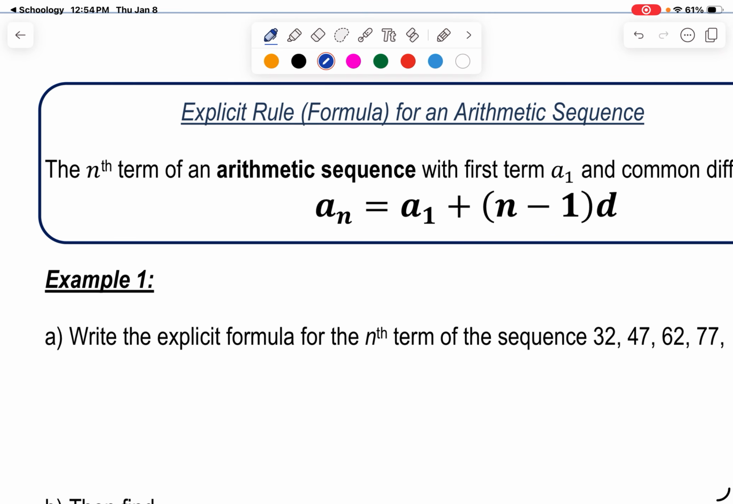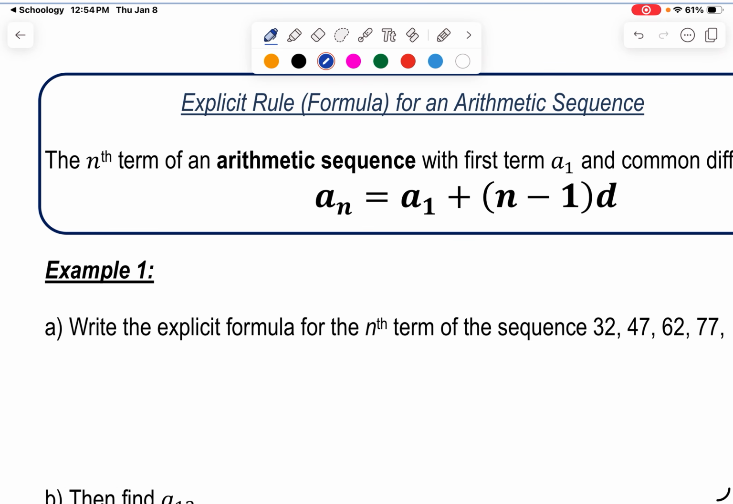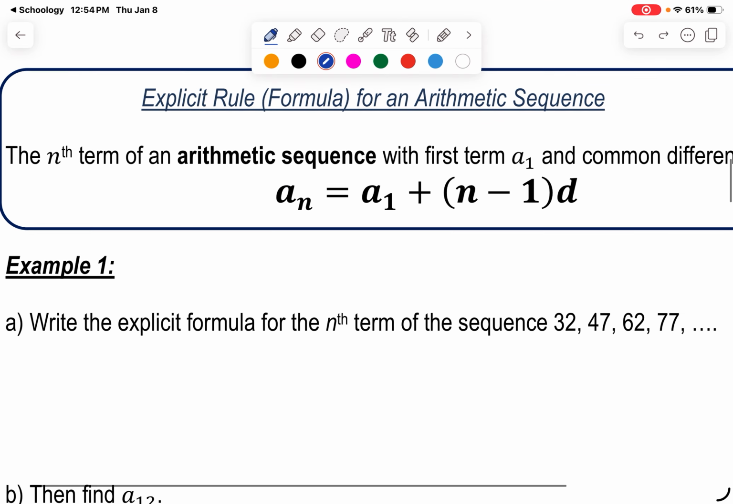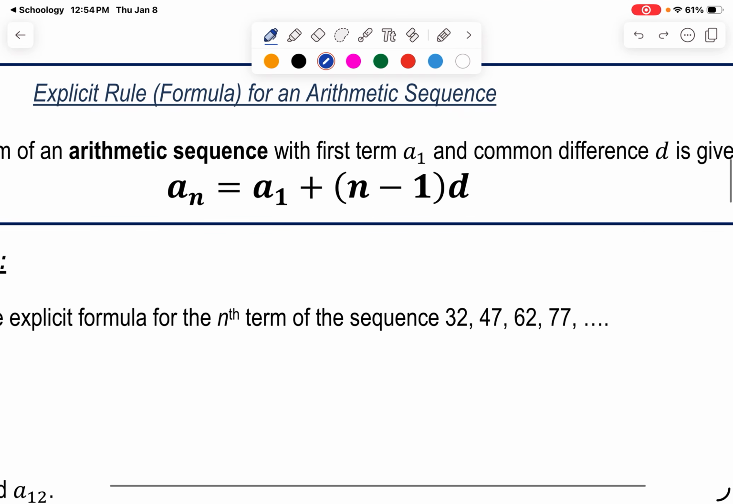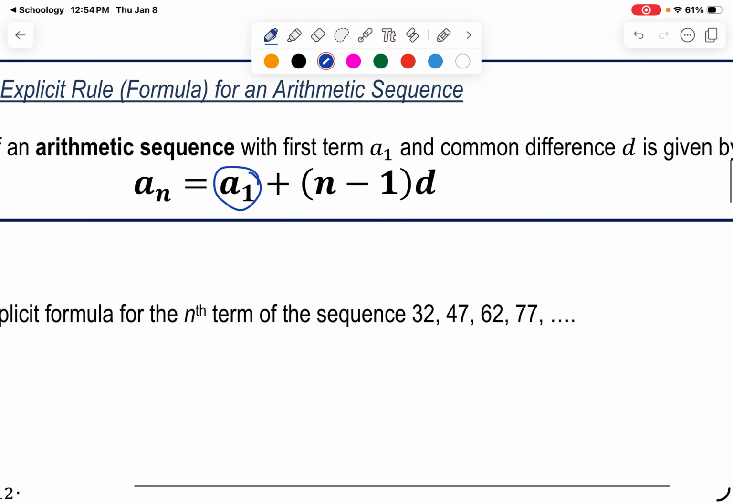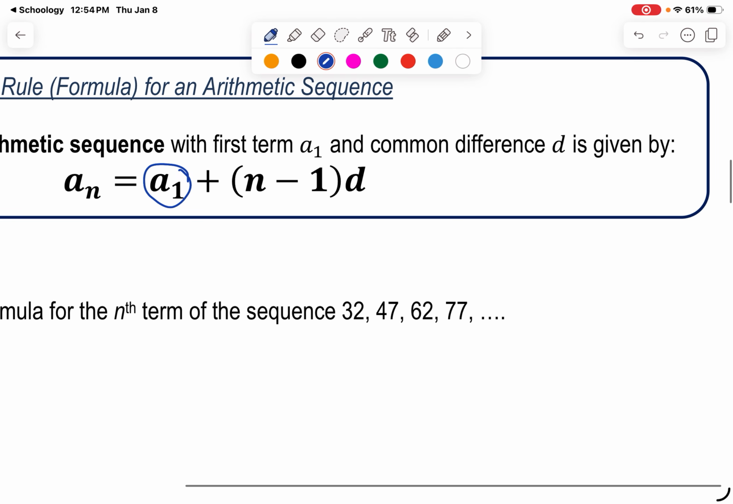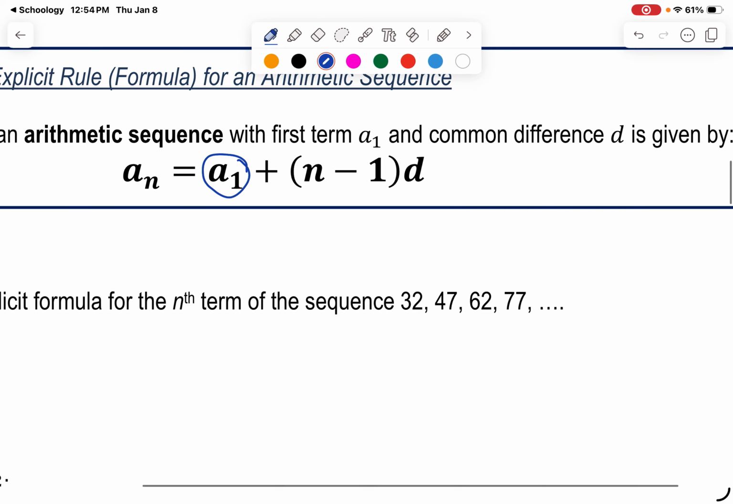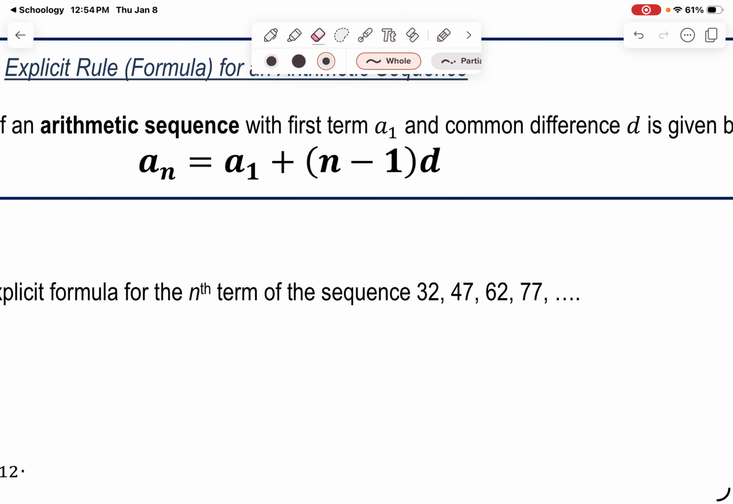So it says the nth term, right? The nth term, which a sub n is the nth term of an arithmetic sequence with first term a sub 1. So this would be your first term in that pattern, in that sequence. And the common difference D is given by, and then here is our equation.